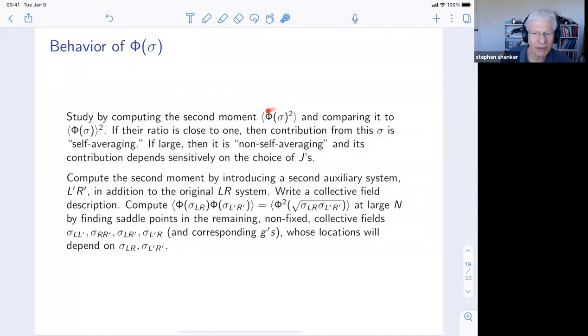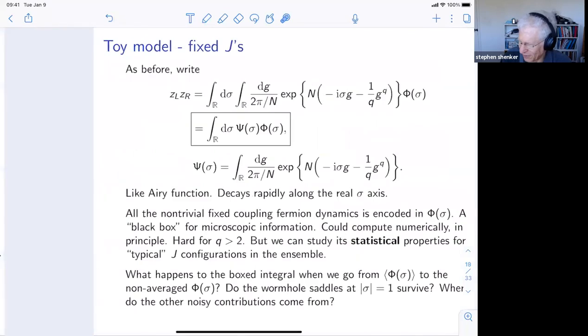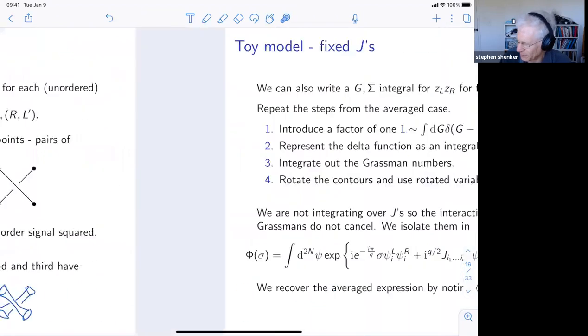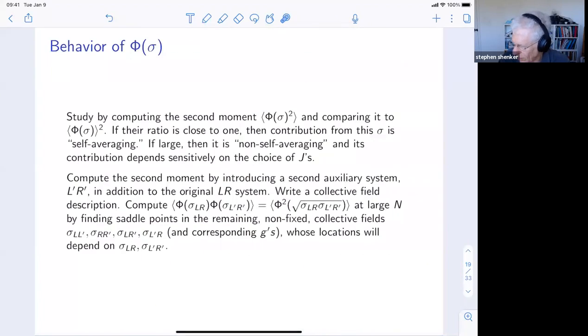Well, we can compute this second moment. The second moment is a piece of this thing. And so we can compute it by introducing all these collective fields. Except here, we're freezing certain of the fields. So you compute it concretely by introducing a second auxiliary system. And we freeze sigma left right and sigma prime left right prime, sigma left right prime right, L prime R prime. Don't integrate over those variables. And it turns out, if you look in the forms, this is the same as phi squared at the geometric mean of these two. And we compute this by finding saddle points at large n for these other fields.